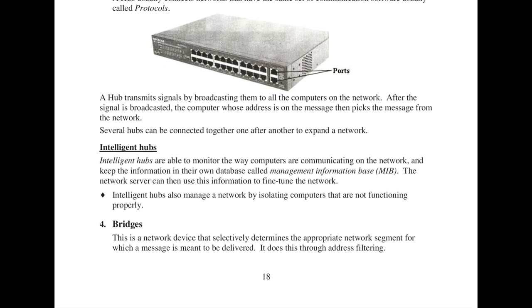Then we have bridges. What is a bridge? This is a network device that separately determines the appropriate network segment for which a message is meant. To make it simple, if you have a network from block A and a network from block C, and you want to combine them in one machine, then you must create a bridge by having two NICs connected to that machine. In that case, you'll have two different networks accessible in your machine, and your machine will act as a bridge.